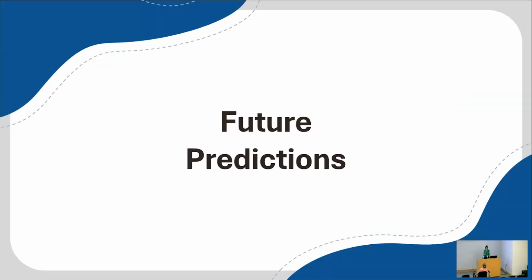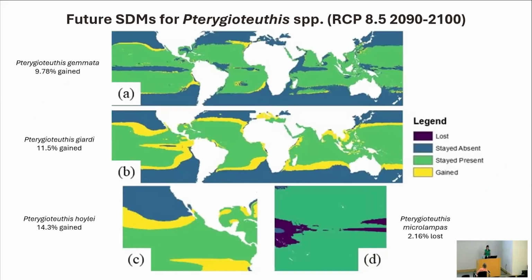Now to future predictions. So dark blue represents lost. So where the species lives currently and where it will no longer live in the future. Light blue represents where they stayed absent, so they don't exist now and they still won't exist in the future. Green represents stayed present, so they currently exist and they will exist in the future. And then yellow represents gained, where they don't exist now and they will exist in the future.